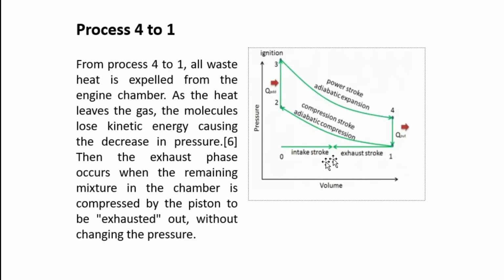Now coming towards the process 4 to 1, you can see here that the waste heat is actually expelled out from the engine chamber. As the heat leaves the gas, the molecules will lose their kinetic energy and the pressure will decrease. You can see here that pressure will decrease, and again the volume remains constant, and the exhaust phase occurs because the remaining mixture in the chamber is compressed by the piston to exhaust out without changing the volume.